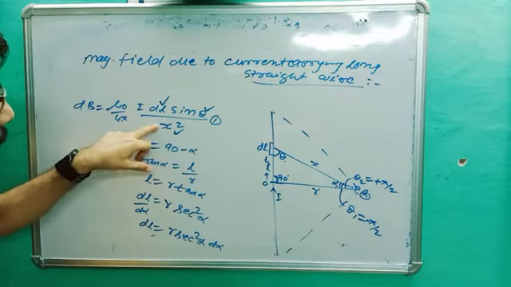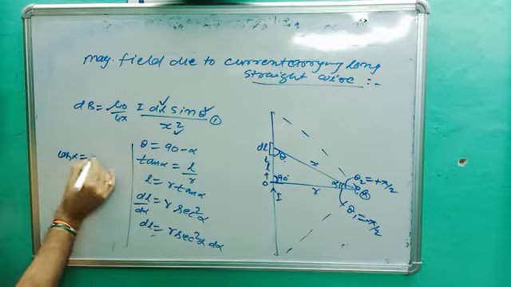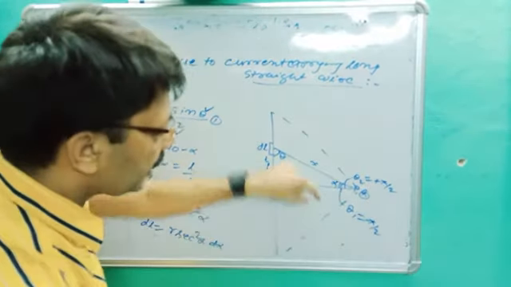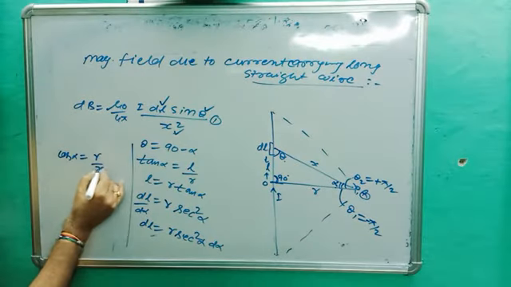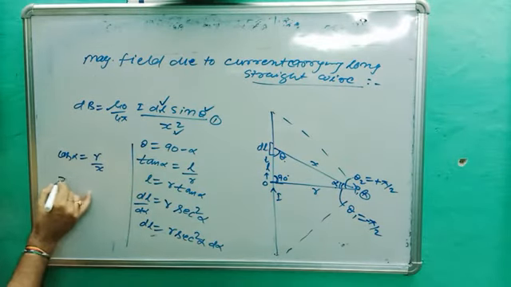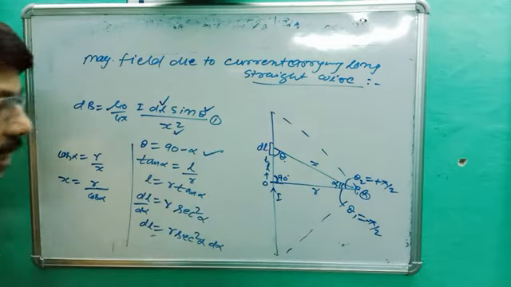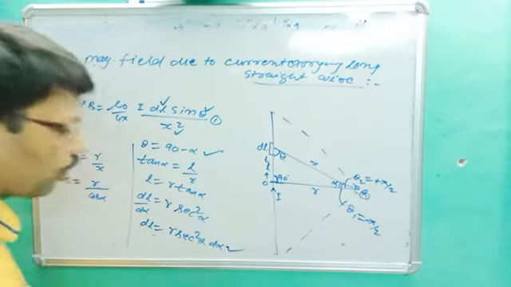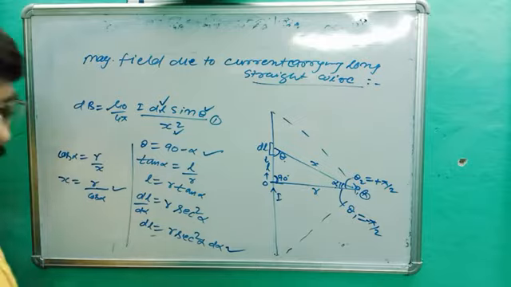Our third aim was x. How can we get x? Cos alpha is equal to base upon hypotenuse. What is the base? R upon x. Our aim is x, so what is the value of x? x is equal to R upon cos alpha. See there, this is the value of theta, this is the value of dl, and here the value of x is equal to R upon cos alpha.